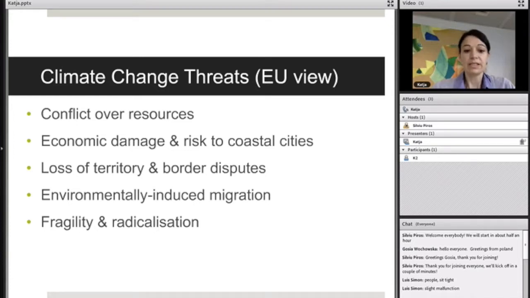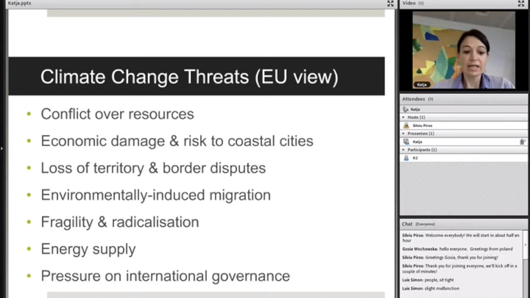Radicalization, of course, is also an issue. And then we have again the energy supply. If water becomes more scarce, hydropower, for example, becomes less efficient. So there's also a link to energy here. And that, of course, puts a big pressure on international governance. So actually, we should prepare for some of these events, and we should already anticipate them and take them into account.